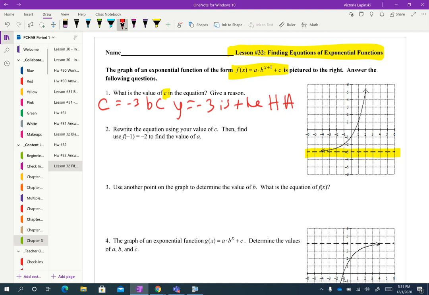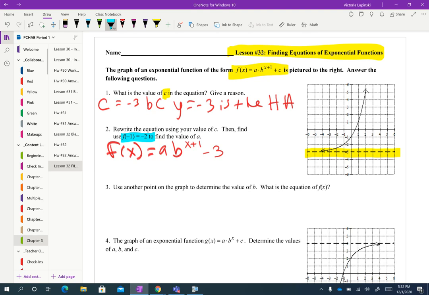So then number 2, rewrite the equation using your value of c. Then we're going to go ahead and use the point -1, -2 to find the value of a. So we're going to go ahead and take our equation, which they gave us, f of x equals a times b to the x plus 1. And now we're going to go ahead and plug in our value of c. So then from here, we're going to go ahead now and solve for a. Notice that in order to do that, they're telling us to use the point -1, -2.